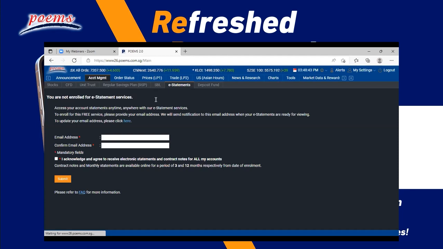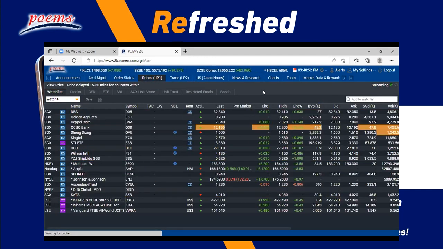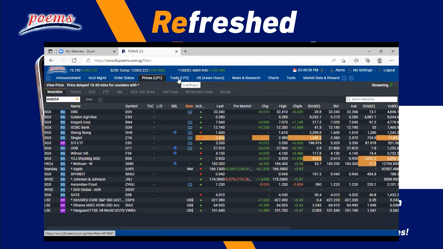Okay, so next maybe we go to the price LP1 or either trade LP2, for you to know how to actually place the trade, or how to add a counter to a watch list. So you can actually go to price LP1 or trade LP2, both are the same. It's just that in trade LP2 there is extra information that is included.